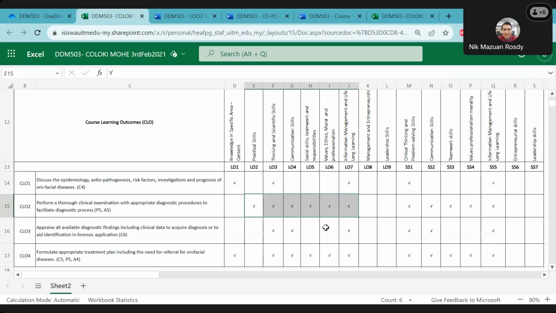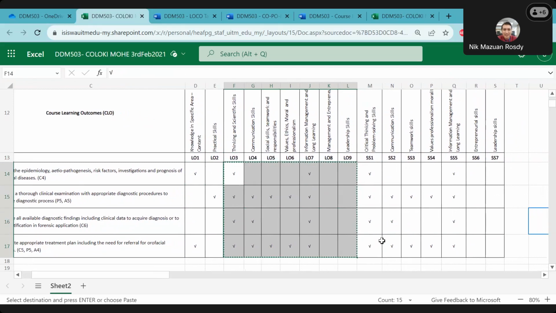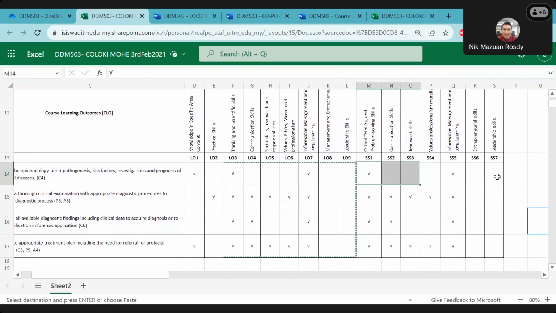Okay, I want to give you a tactic, a trick for LO1, LO2. Okay, it is not in the MOHE soft skills. It is very general. It is either knowledge or practical, very general. So for whoever ticks at LO3 all the way to LO9, you can copy like this. You just copy. Okay, Control C. And then you paste here, SS1 to SS7. Paste. Like mine, I have pasted.